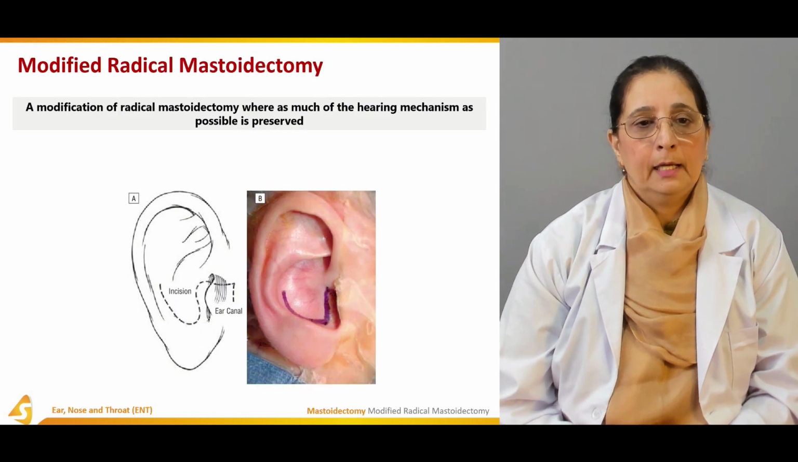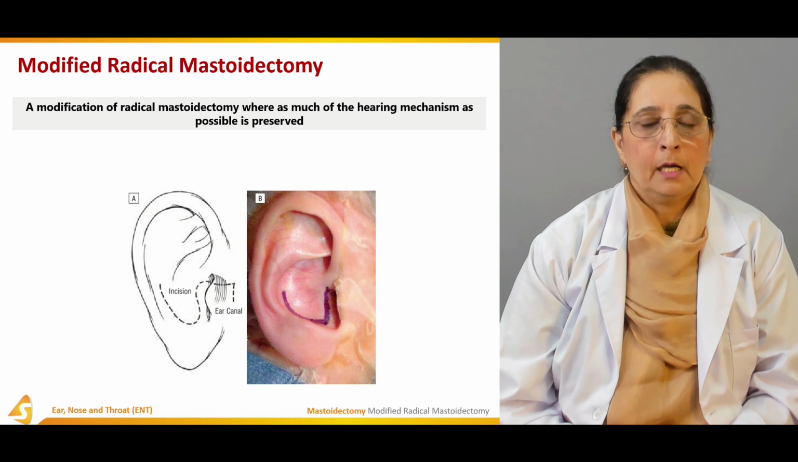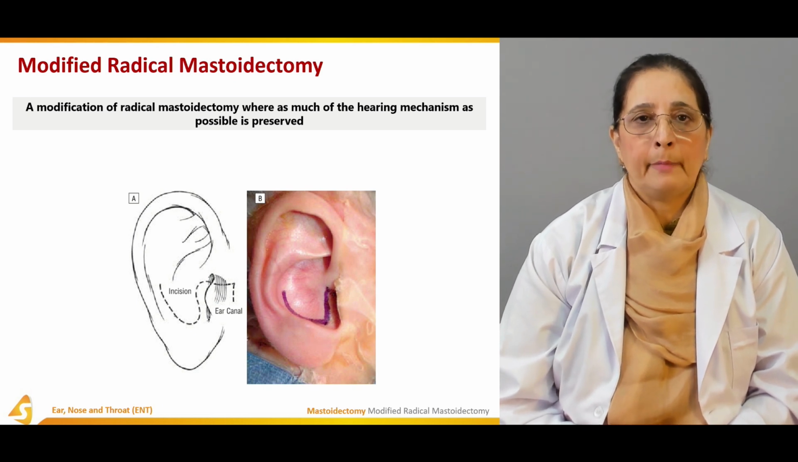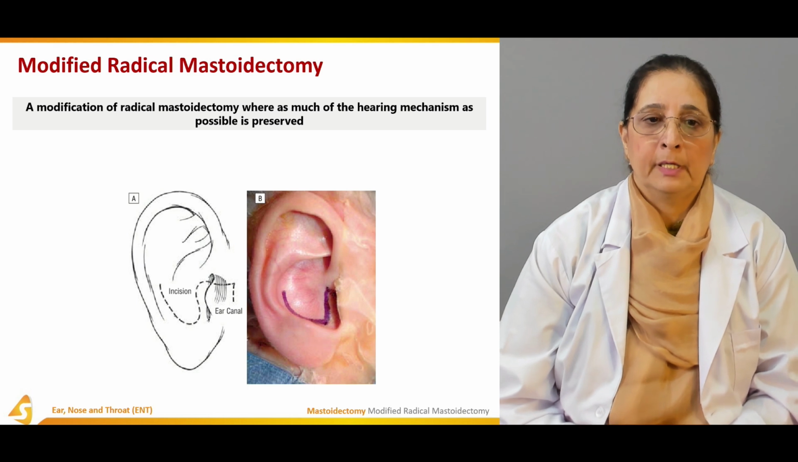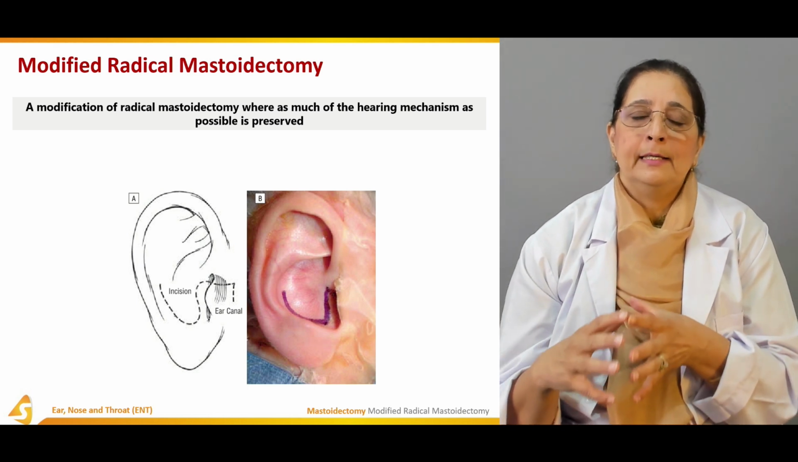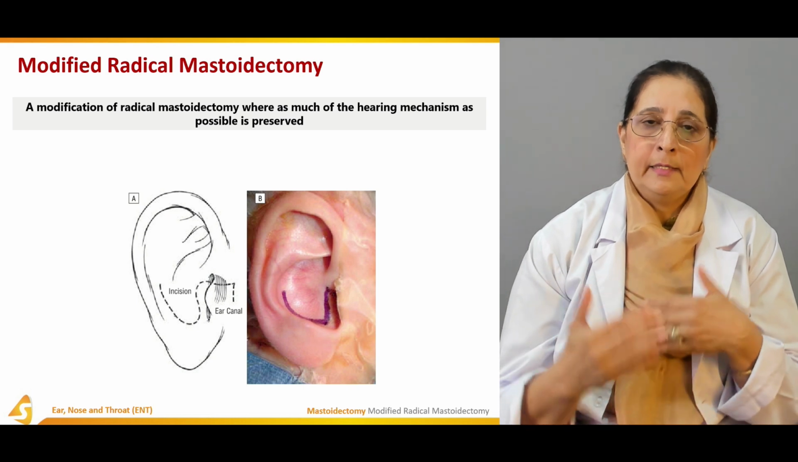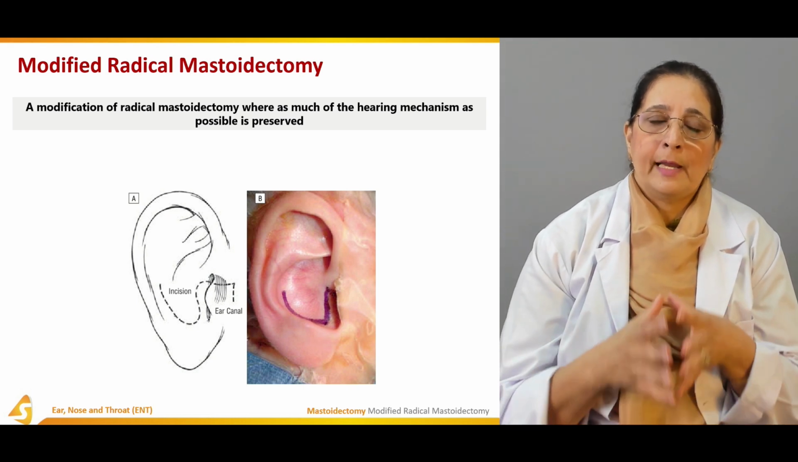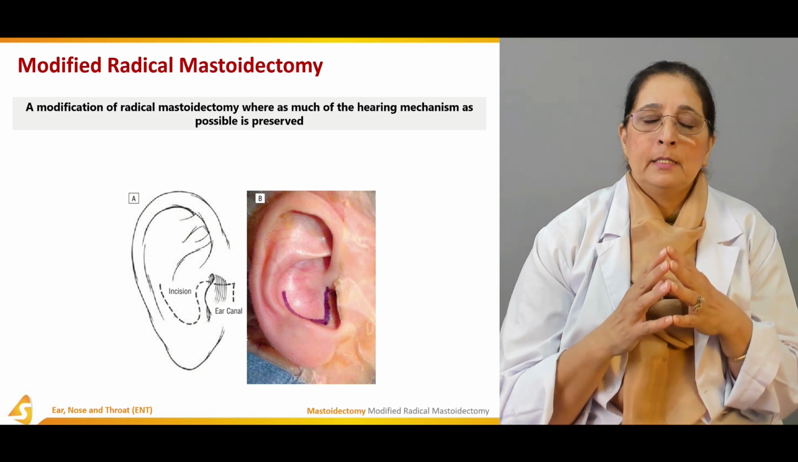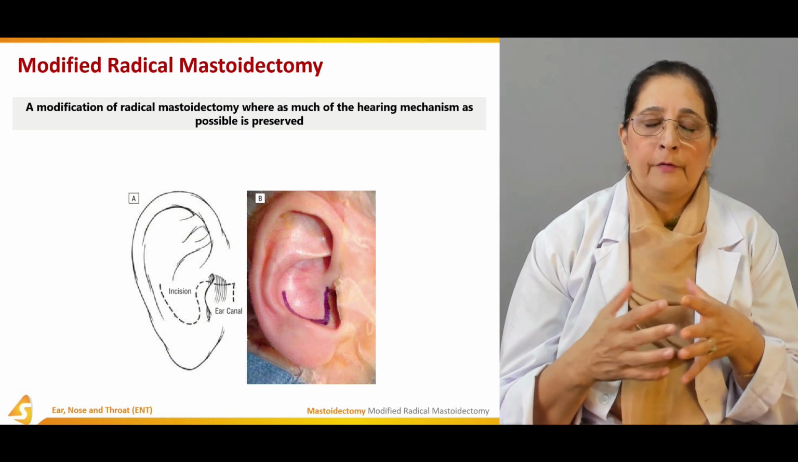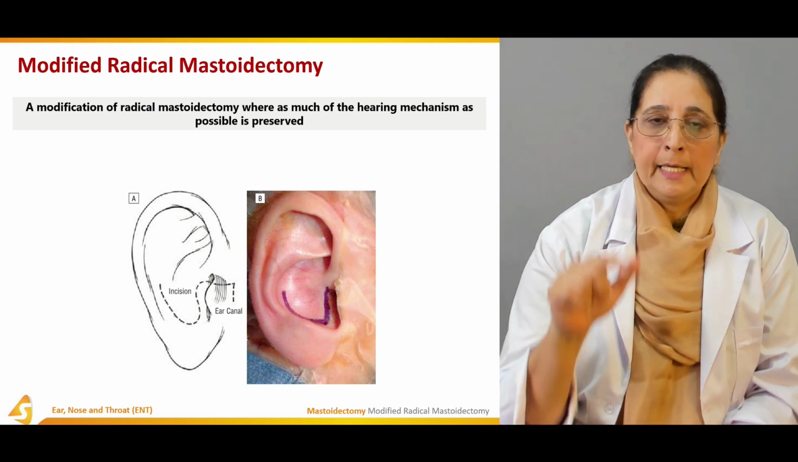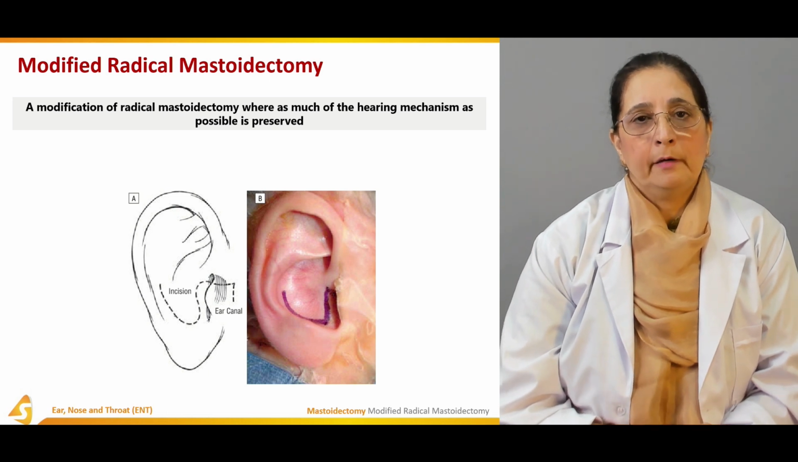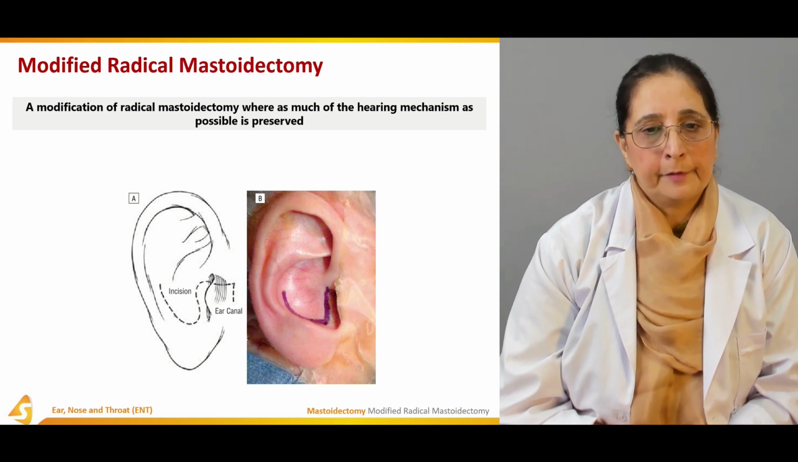So modified radical mastoidectomy is a modification of radical mastoidectomy, where as much of the hearing mechanism as possible is preserved. In radical mastoidectomy, there is no preservation of hearing, and we cannot repair any hearing loss. But in this case, as much hearing as possible is preserved.